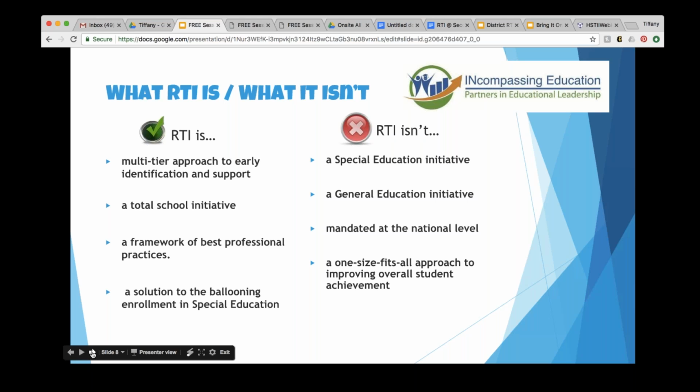And RTI most definitely is not a one-size-fits-all approach to improving overall student achievement. It's just like with anything in the classroom. All of our students learn in different ways. They learn at different rates.